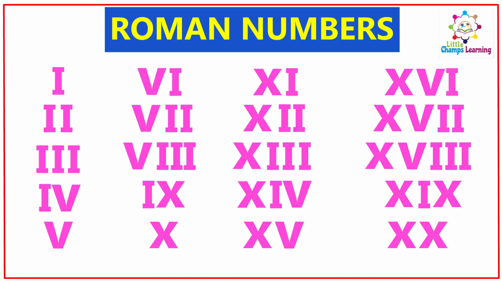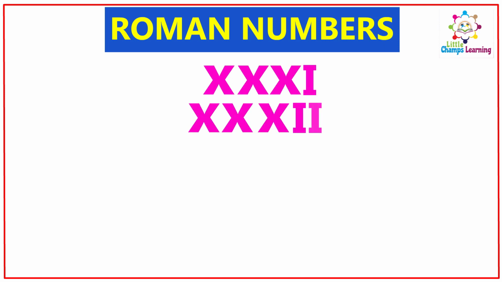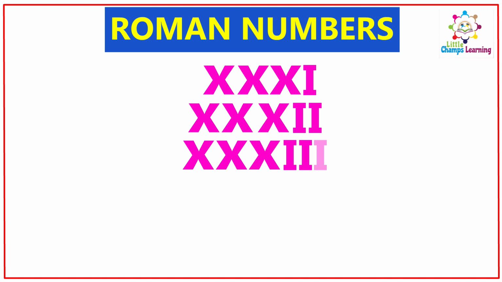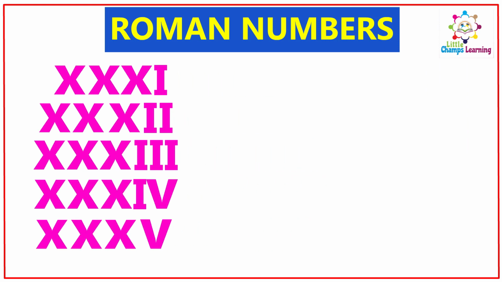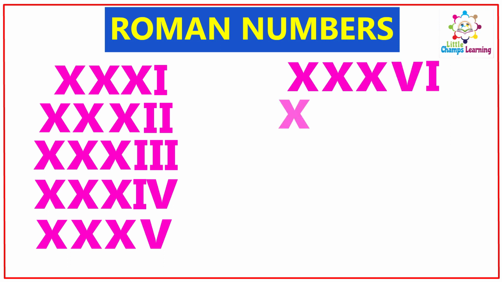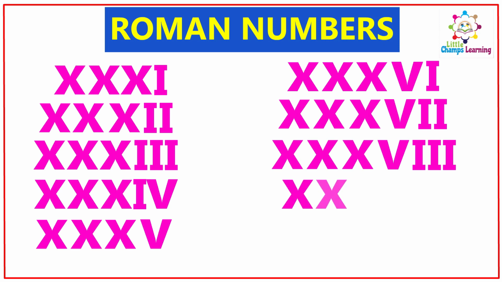So let's see: 31, 32, 33, 34, and then you have 35, 36, 37, 38, 39. Then again you cannot write X 4 times.